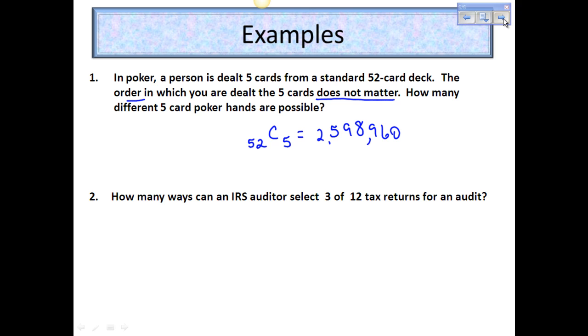On the next question, how many ways can an IRS auditor select 3 of 12 tax returns for an audit? The order in which they select the tax returns does not matter. So, that would be 12 choose 3, using our calculator. 12 choose 3 is 220.